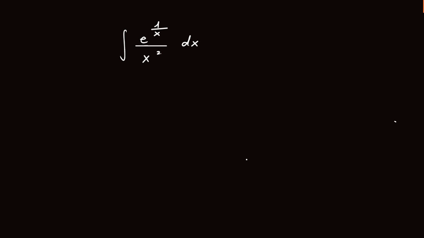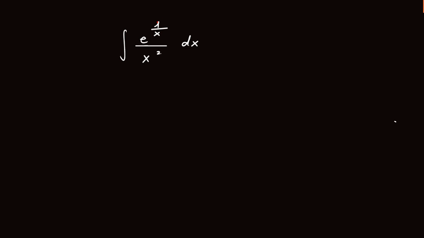Let's do some additional examples involving the exponential function. Here's the integral of e to the 1 over x, over x squared, dx. We want to find the indefinite integral. So we use the method of substitution because we see this composition, e to the 1 over x. What we do first here is the 1 over x, and then we exponentiate that.